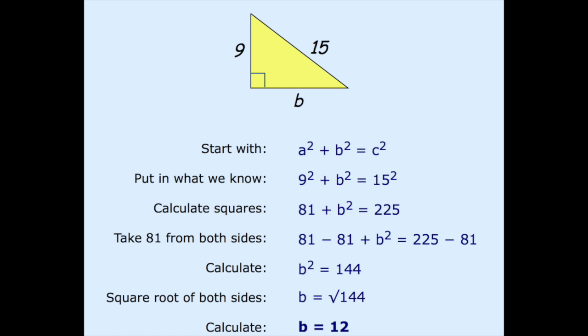We input this information which gives us 9 squared plus b squared equals 15 squared. This gives us 81 plus b squared equals 225. We take 81 from both sides, giving us b squared equals 144. We square root 144 to give us the final answer of b equals 12.